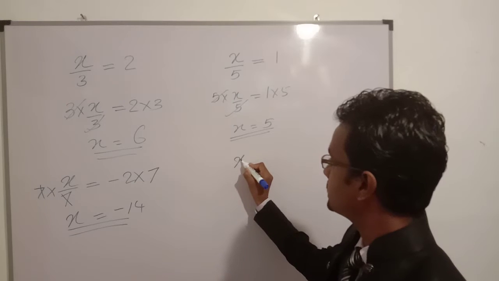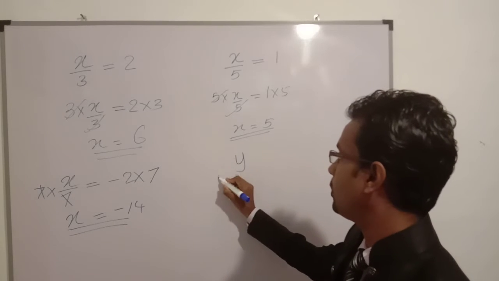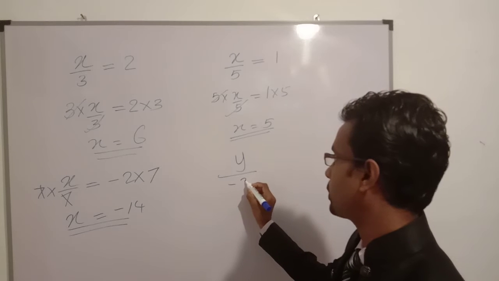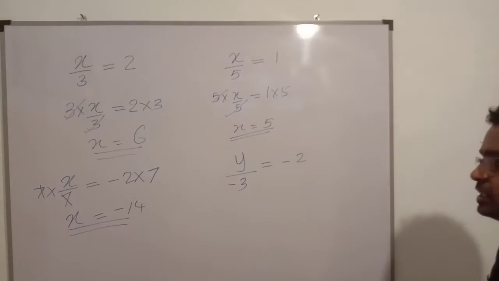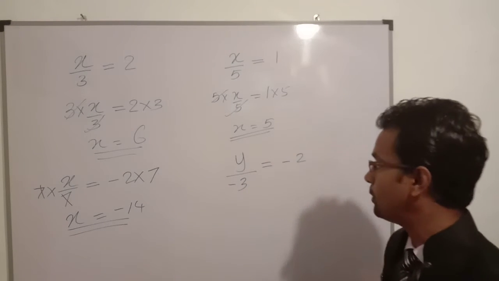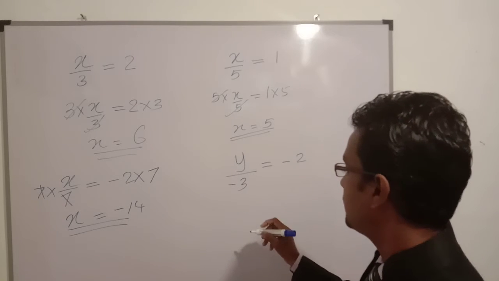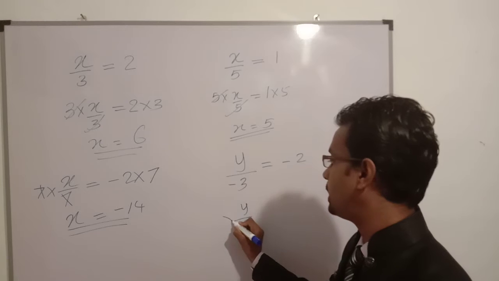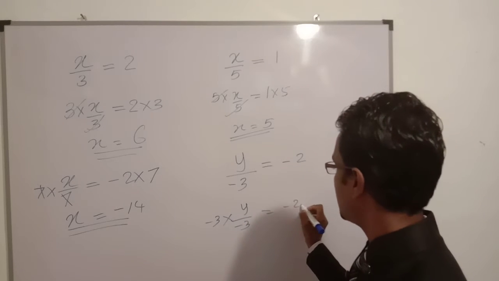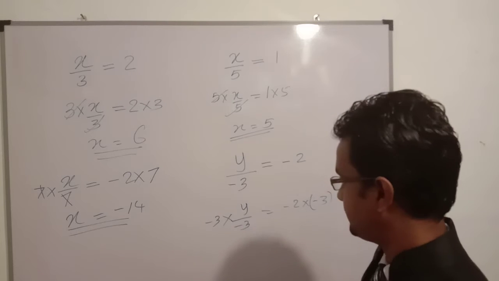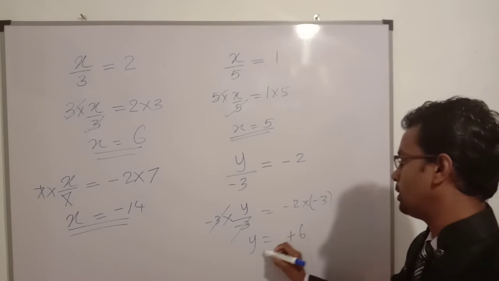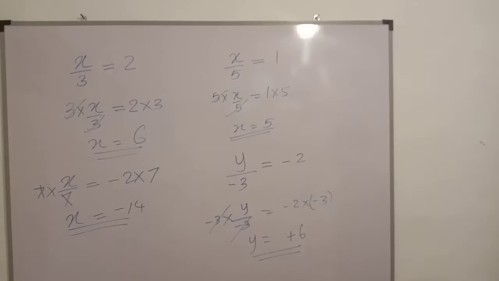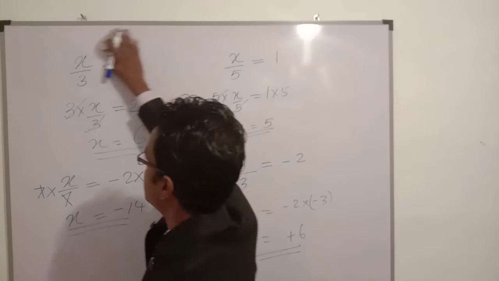Another one. I'll take another symbol: y over minus 3 equals minus 2. If you want to solve this one, the denominator is a negative number, negative 3. Multiply both sides by negative 3 to cancel it. Y over negative 3, multiply this by negative 3 and the other side also by negative 3. The negative 3s cancel out. y is equal to 3 times 2, 6. Negative into negative is positive. This is the answer. This is the way of solving simple equations with fractions, right?